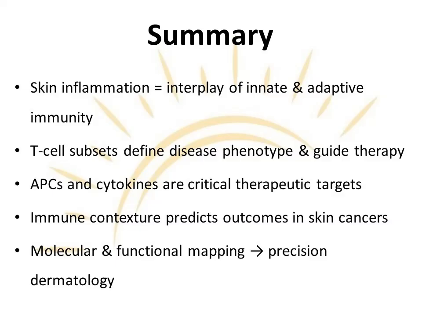For example, Th17 cells are the major drivers of psoriasis, whereas Th2 cells play a central role in atopic dermatitis. These immune pathways also provide important therapeutic targets. Antigen-presenting cells and cytokines regulate both disease progression and recurrence, making them valuable targets for biologic therapies.